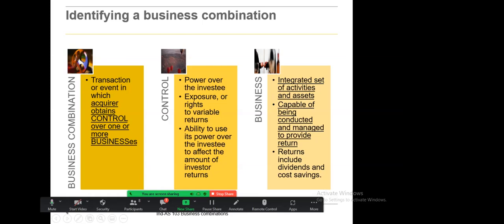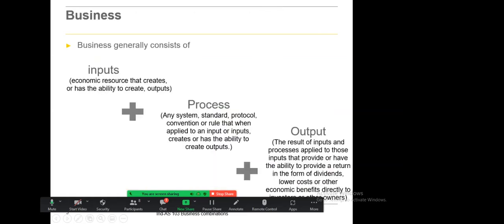Returns could include your dividend and cost saving. So it is saying integrated set of activities. What do we mean by integrated set of activities? That means every business should have an input, a process, and an output. Out of these three, input and process are required to be there mandatorily. If output is not there, then also it's fine, but input and process should be there.